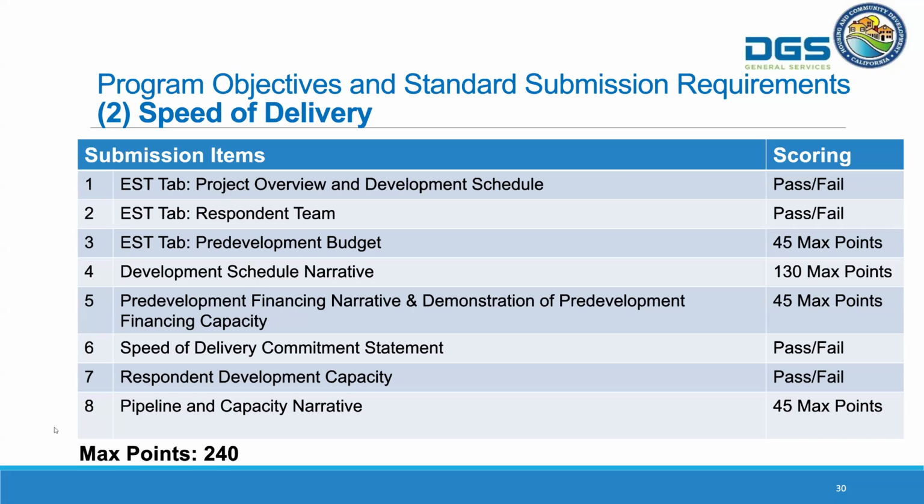Next, item number 6, the speed of delivery commitment statement. This must be signed by the respondent and it speaks for itself. Thanks for the link there, Christina, in the chat.